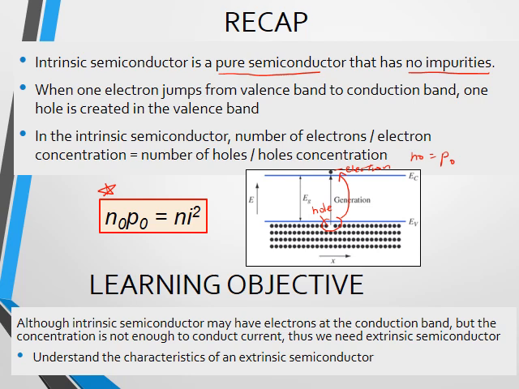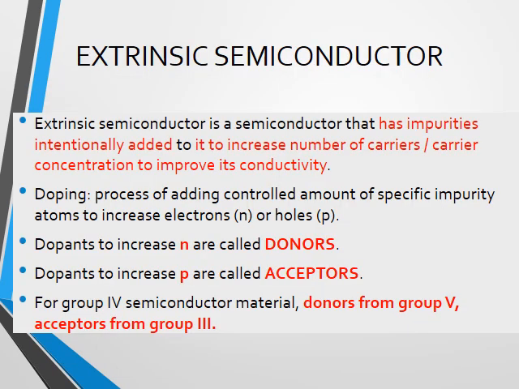Although intrinsic semiconductor may have electrons at the conduction band, the concentration is not enough to conduct current. Thus, we need extrinsic semiconductor. In this video, we will learn on the characteristics of an extrinsic semiconductor. Extrinsic semiconductor is a semiconductor that has impurities intentionally added to it to increase the number of carriers, or carrier concentration, to improve its conductivity.